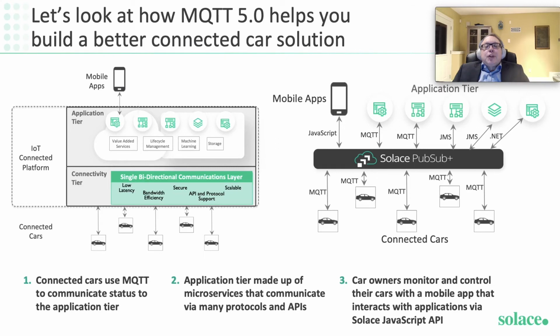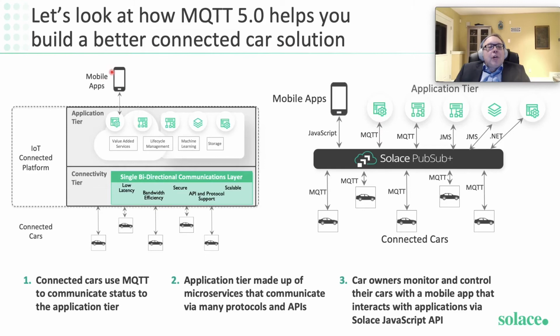I thought it would be interesting to take a look at a connected car solution and how MQTT 5 helps you to build a better, more flexible solution than you maybe could have with MQTT 3.1. So over here, we've got a typical IoT connected platform, and this shows the message flow through the connected platform. You've got connected cars that send messages up into the application tier, and then you've got mobile apps that will send messages into the application tier.